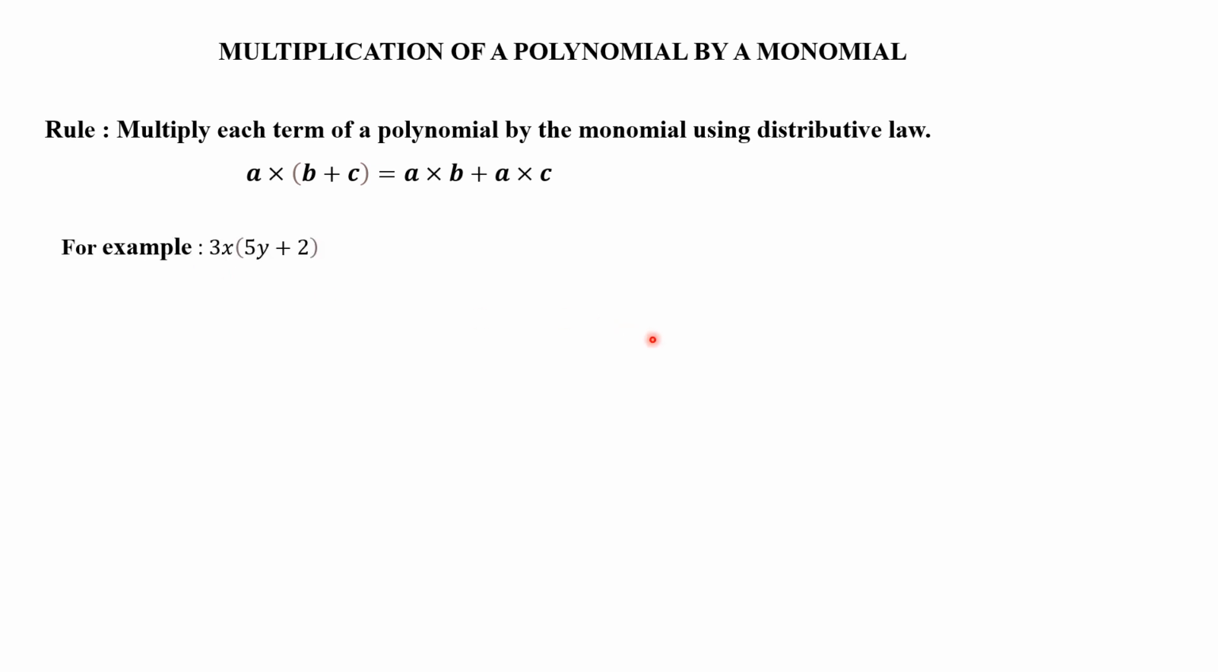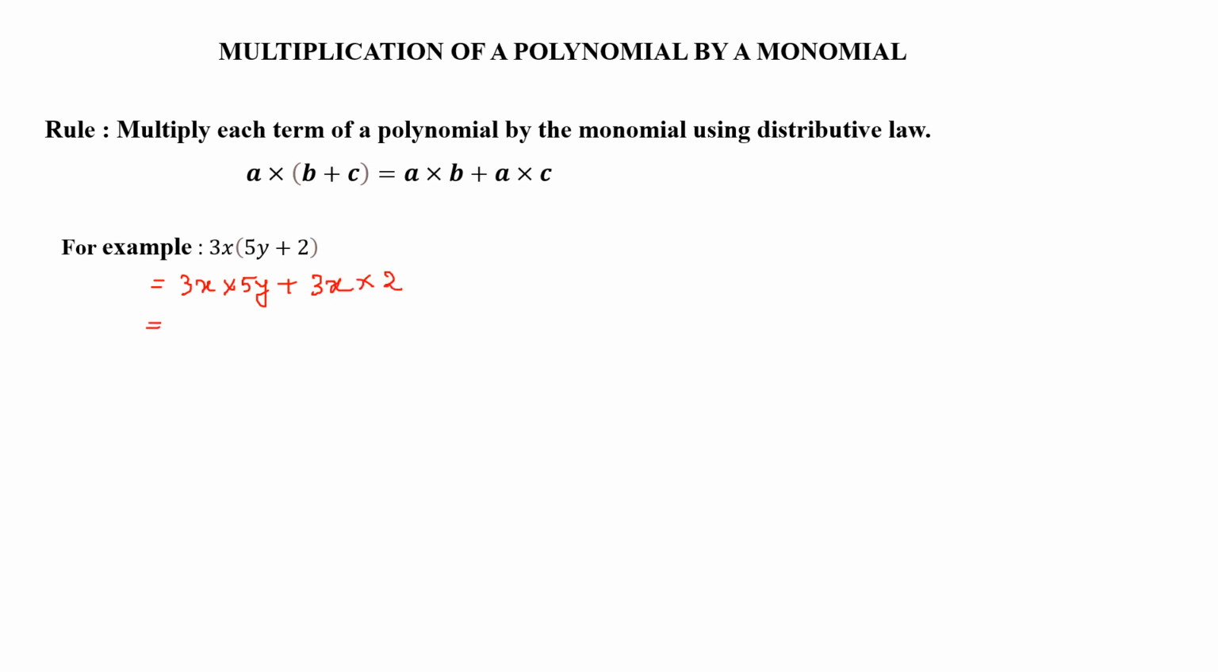Now let's see some examples. So here I have taken a monomial 3x which I have to multiply with a binomial 5y plus 2. So I have to use the distributive law here. I have to multiply 3x with 5y and then I have to multiply 3x with 2. Okay, so I can write this like 3x multiplied by 5y plus 3x multiplied by 2.